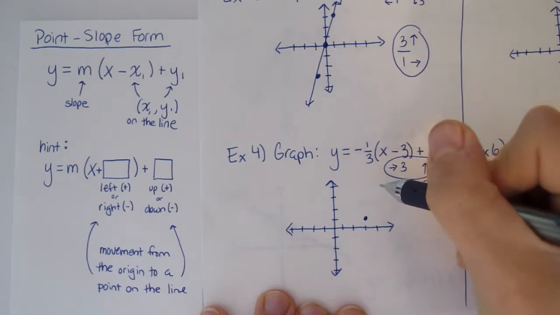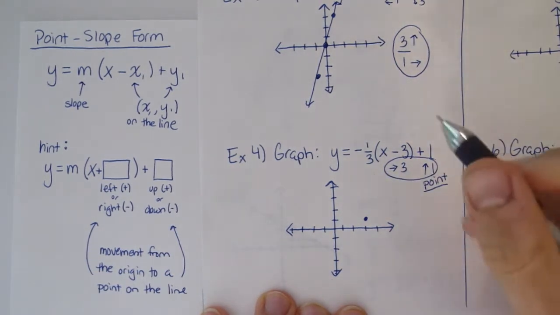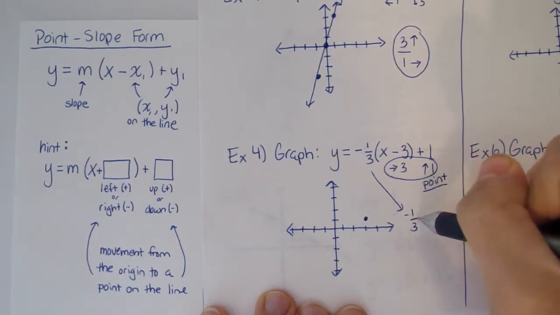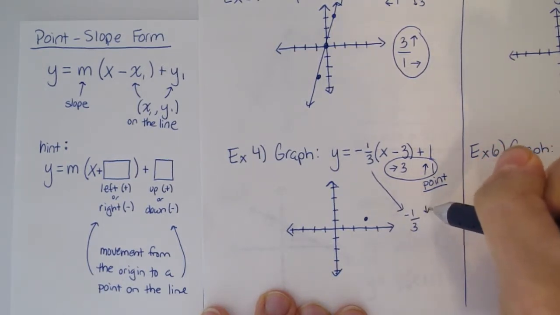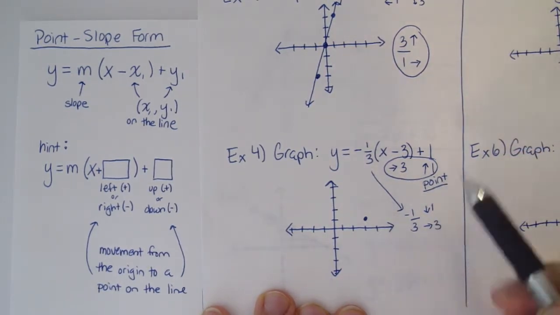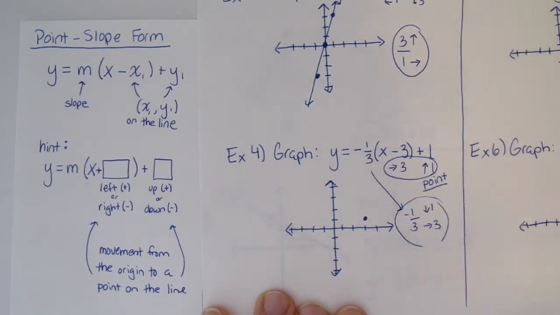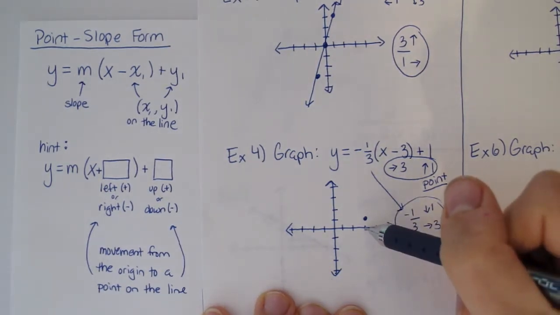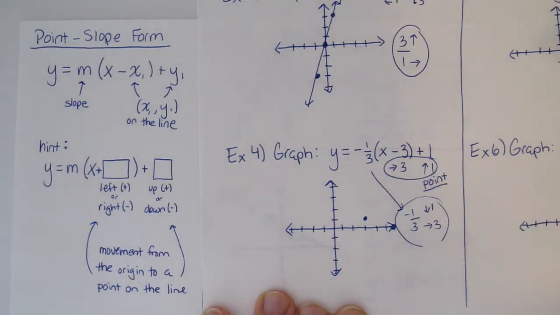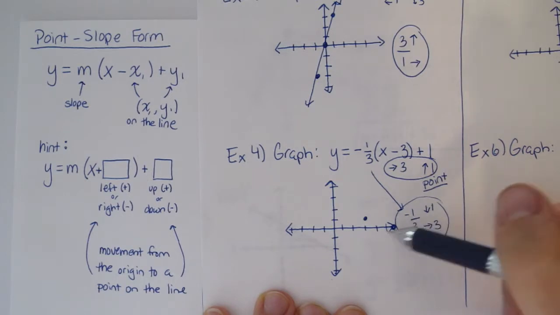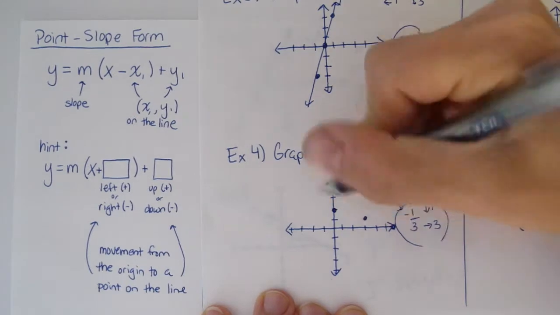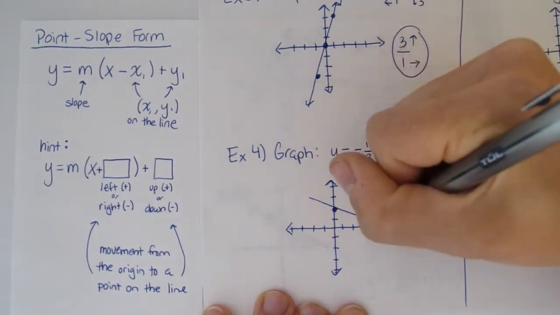And then from there, I'm going to use my slope to figure out what to do next. So my slope is negative 1/3. So negative means down 1 and right 3. So I plotted my point, and the slope tells me where to go from there. So I'm going to go down 1, I'm kind of out of space, and right 3. And since I'm out of space, I think I'm going to kind of go backwards. 1, 2, 3, 1. So that's what my line there is going to look like.